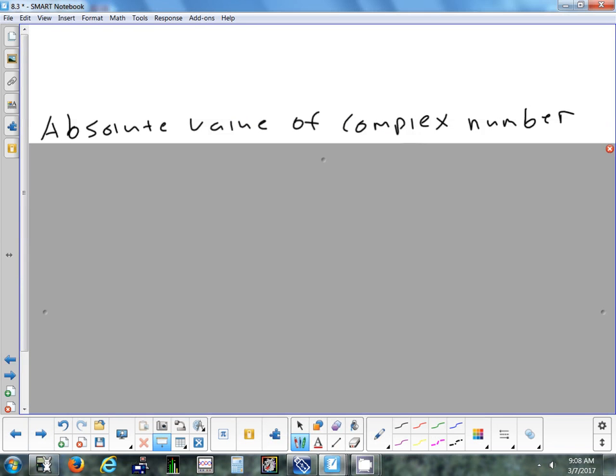All right, so absolute value of a complex number. What does that mean? When we say absolute value, how do you define that? Forget complex number, just absolute value in general. The number of places away from 0, so it's always going to be a positive number. Yeah, it's always positive, and it's measured as the distance from 0.